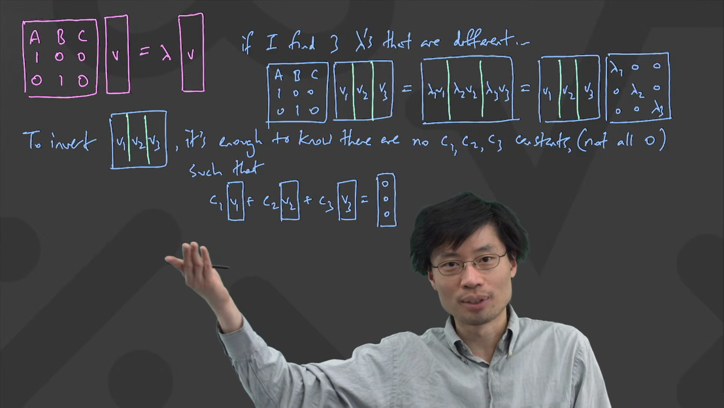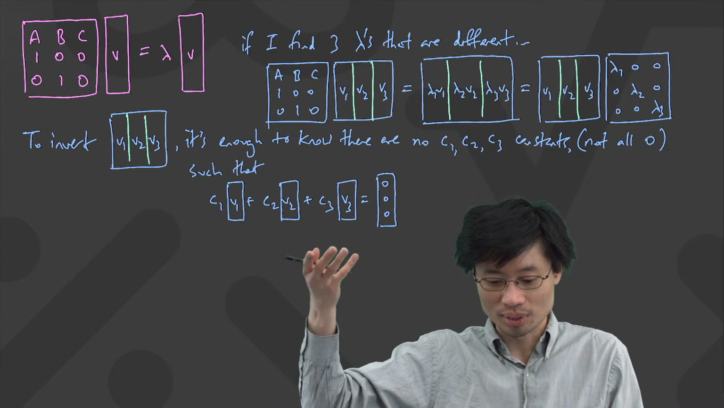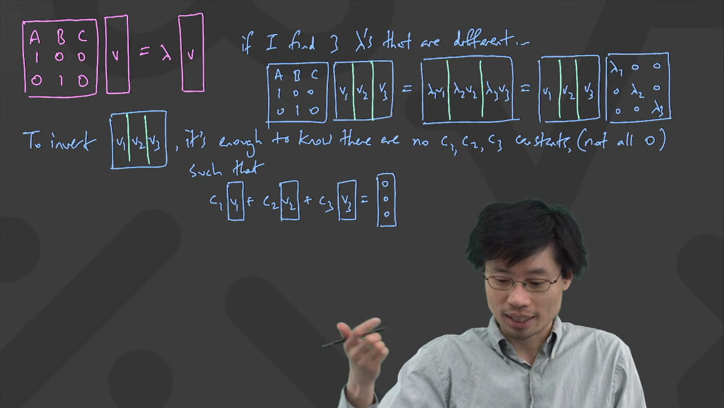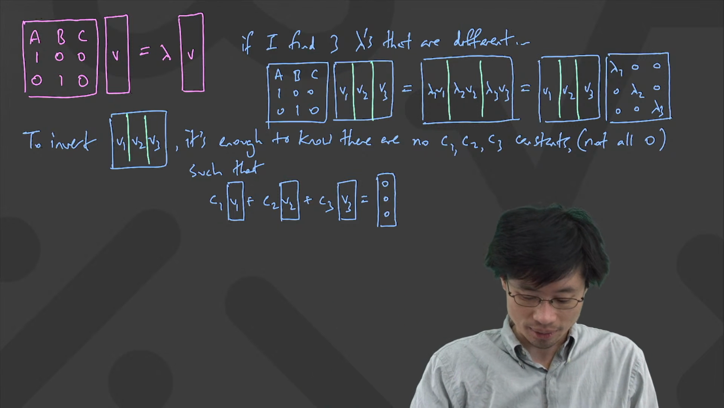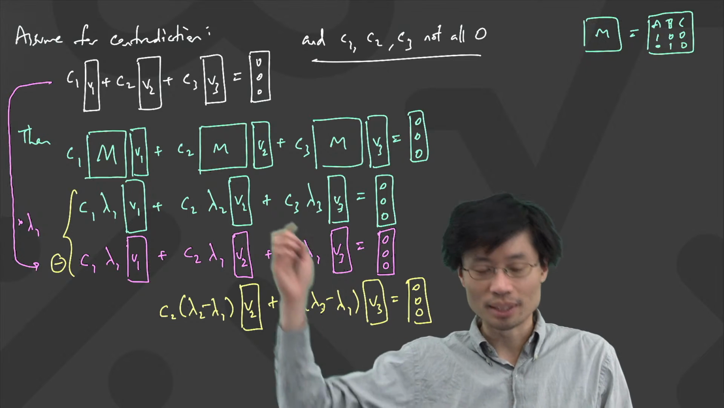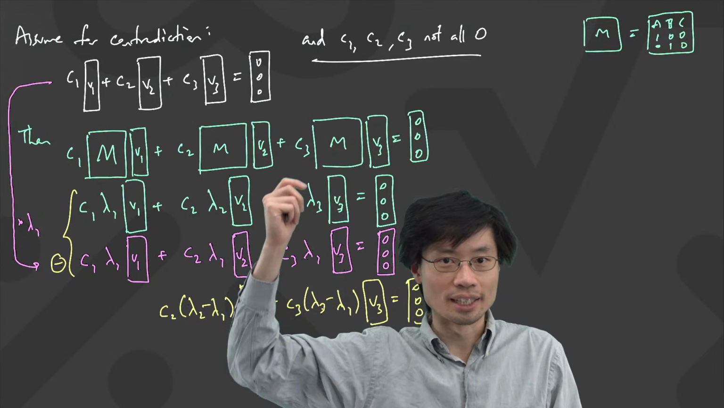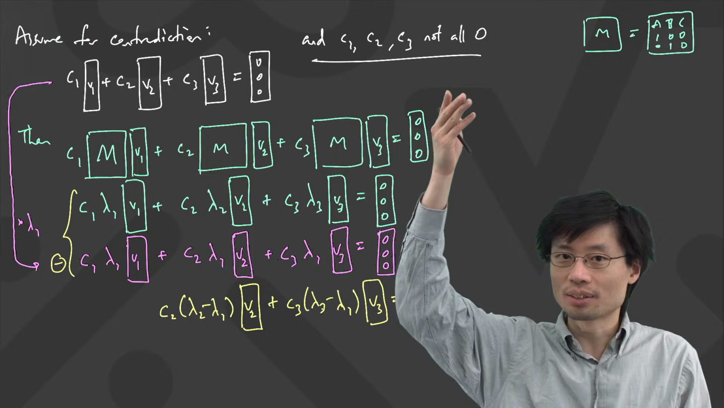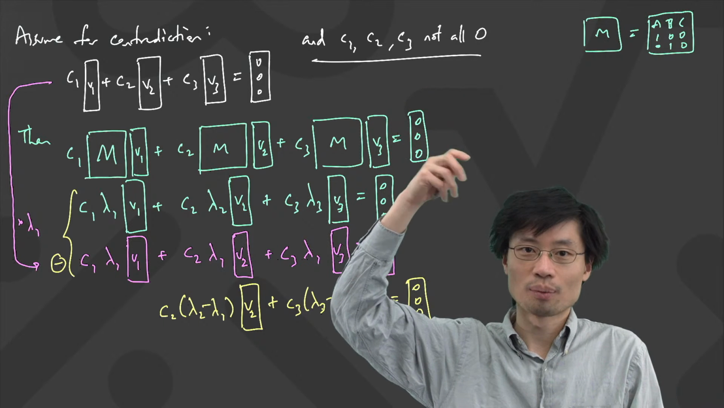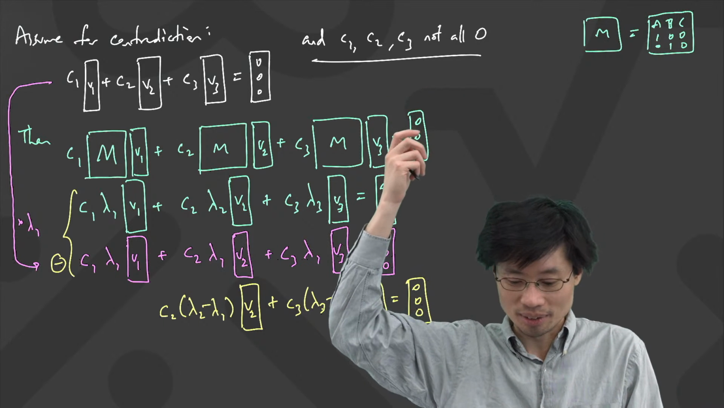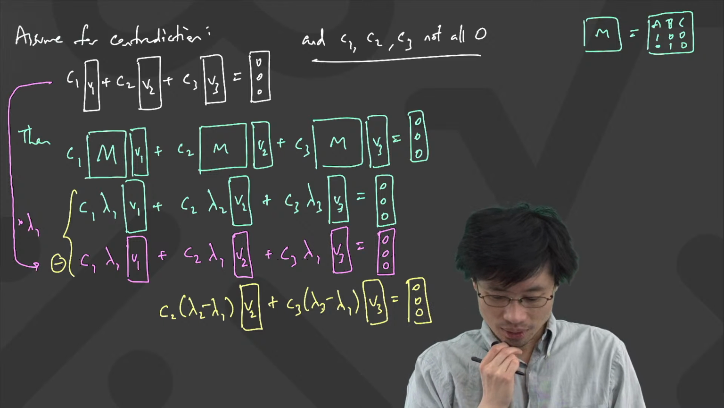We'll assume that we have one of these equations, which is this thing, which is all 0. We're trying to prove that the C1, C2, C3 are all 0. So we're assuming for contradiction that I have this thing here, and that the C1, C2, C3 are not all 0. And we want to find some contradiction, which is that they're all 0. So going over to here, how are we getting that?